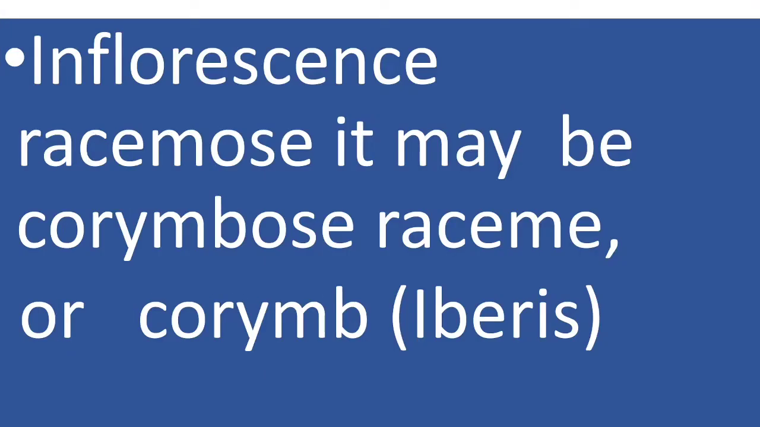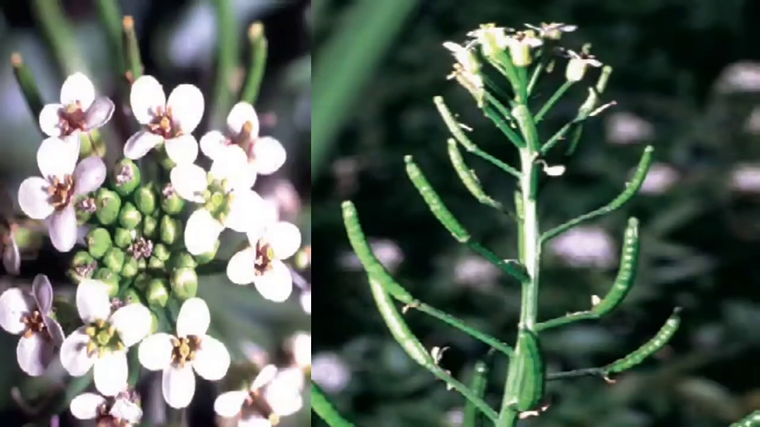In inflorescence, it is the raceme. In raceme, it may be corymbose raceme or totally corymb. For example, in iberis, the inflorescence is corymb. This is the inflorescence diagram. On the right side, it is the raceme of mustard, whereas on the left side, it is the candytuft, iberis. It is the corymb.